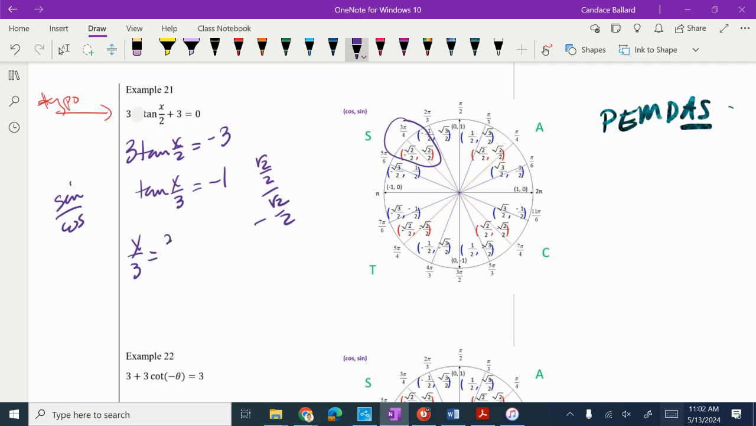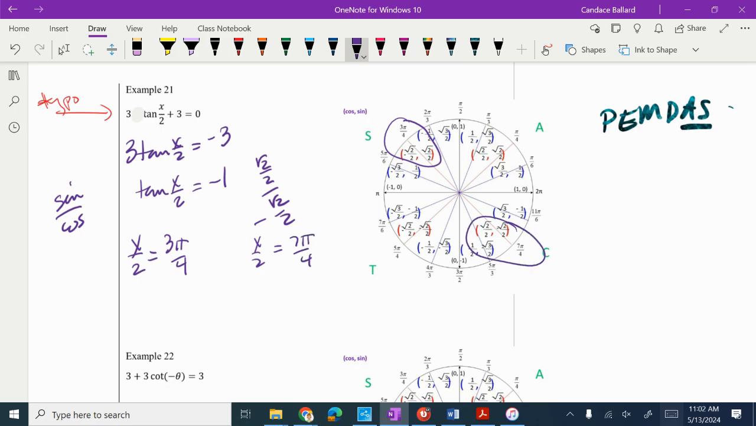3 pi over 4, perfect. Over 4. It should be x. Yes, I don't know. What did I do? Oh my goodness, there were lots of 3s. Okay, x over 2. All right. And then what did we say the other one was? Also 7 pi over 4.